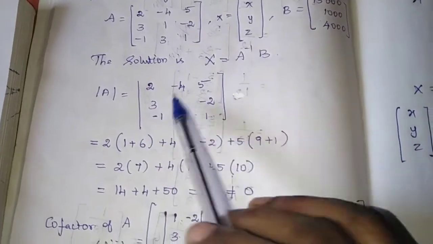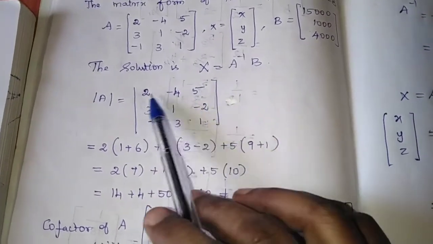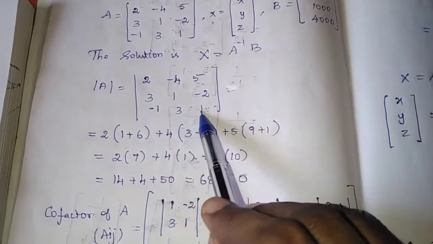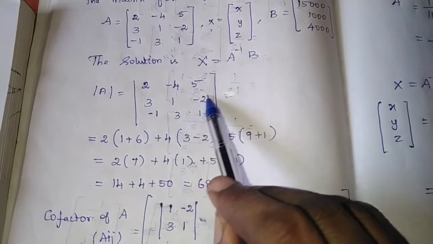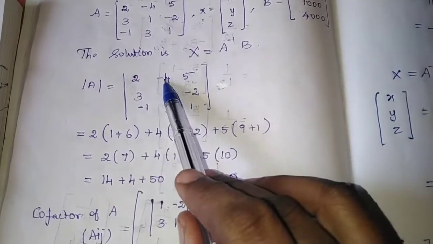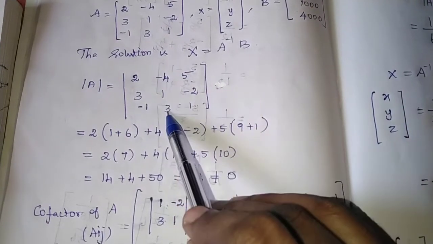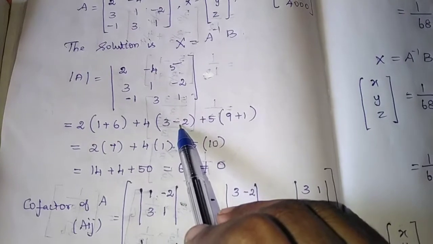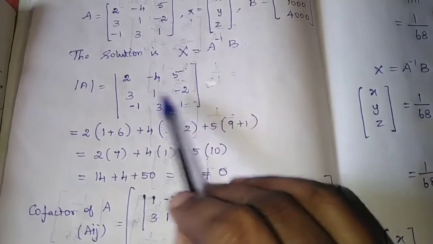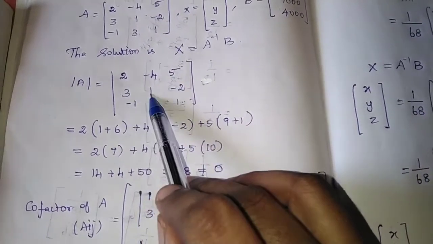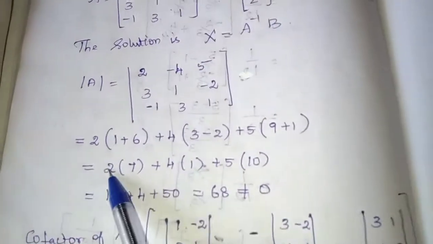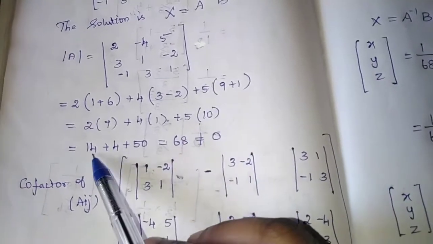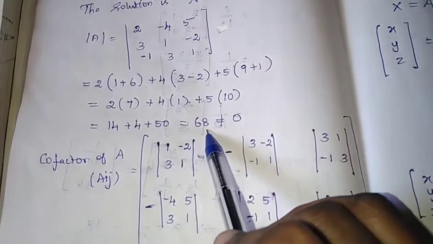Mod A means now expand using first row. 2 into 1, here minus, formula minus, plus 6. Next here take plus 4, leave this 3, here plus 2, formula minus, minus 2. Here plus 5, leave this 9, plus 1, 10. That is 2 into 7, 4 into 1, 5 into 10. Simplify, that value equal to 68.